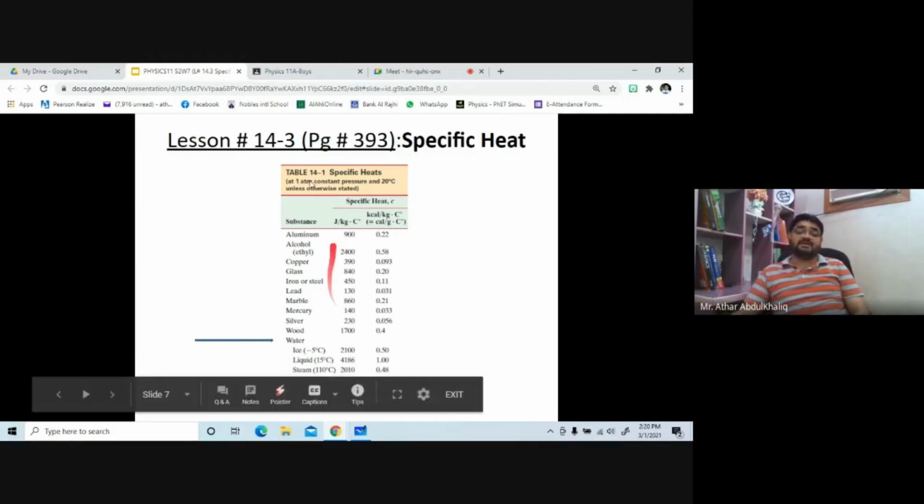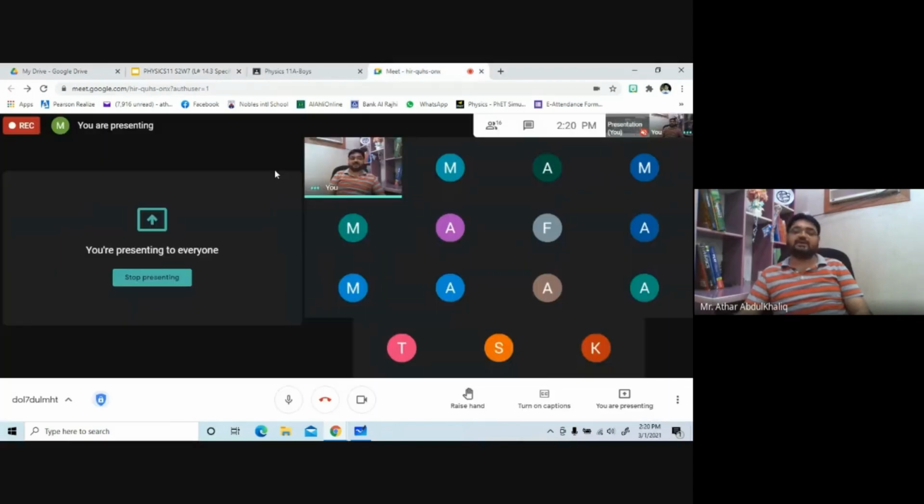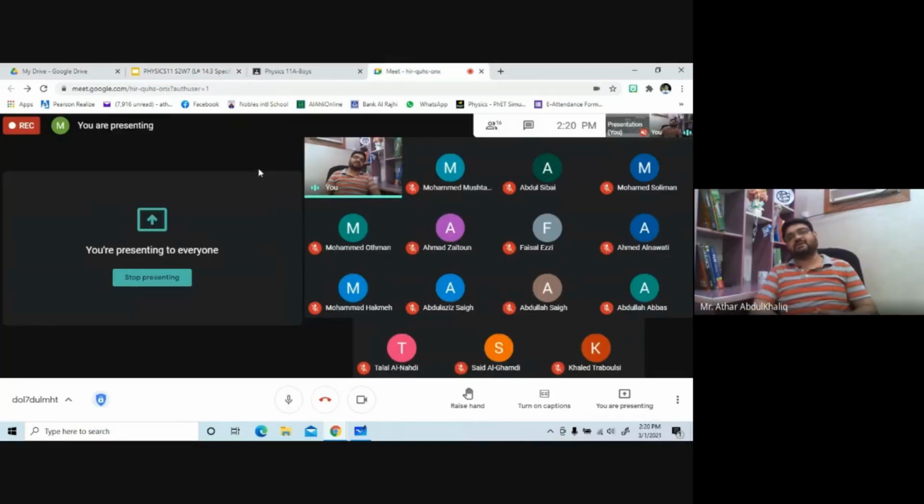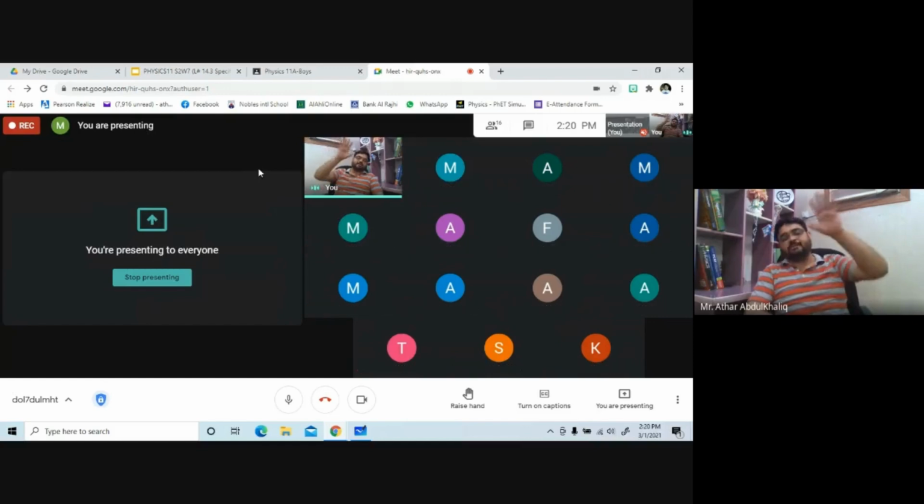So what is the importance of this specific heat? The importance of this specific heat is that water has maximum specific heat capacity. So whenever we use water, initially it takes a lot of energy to heat up. But once it is heated up, it takes too much time to cool down. That's the fact we use in heating systems of different houses.